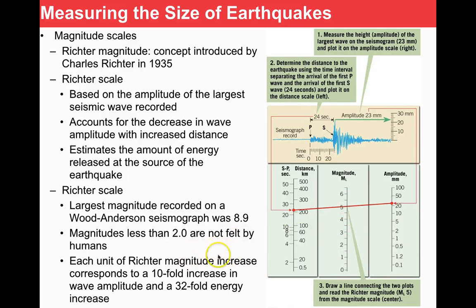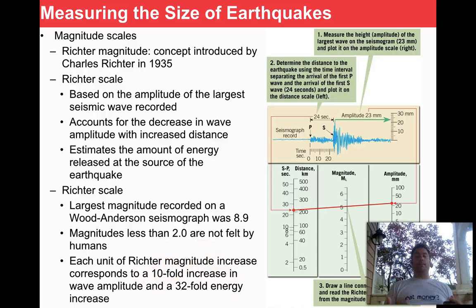Each unit of the Richter magnitude corresponds to a 10-fold increase in wave amplitude and a 32-fold increase in energy. This is huge. So to go from a magnitude 2 to a magnitude 3, you are a 10 times larger earthquake. To go from a 2 to a 4, it's 10 times 10, because you multiply it by 10 each time. So it's 100 times larger an earthquake.